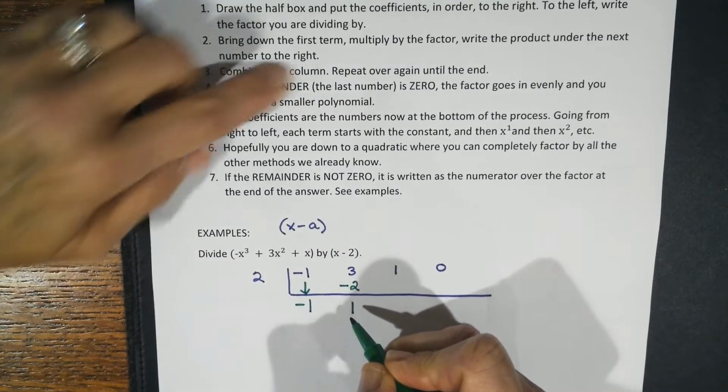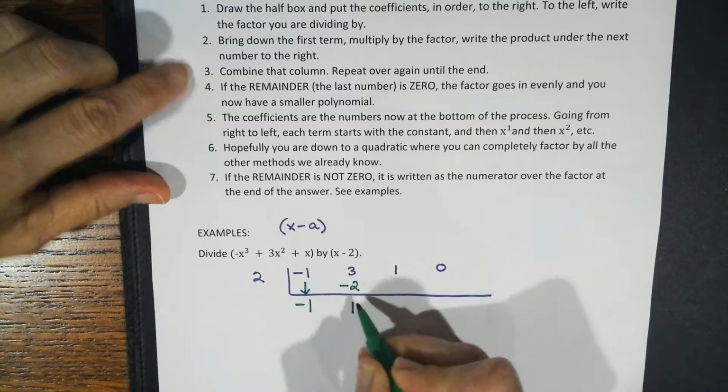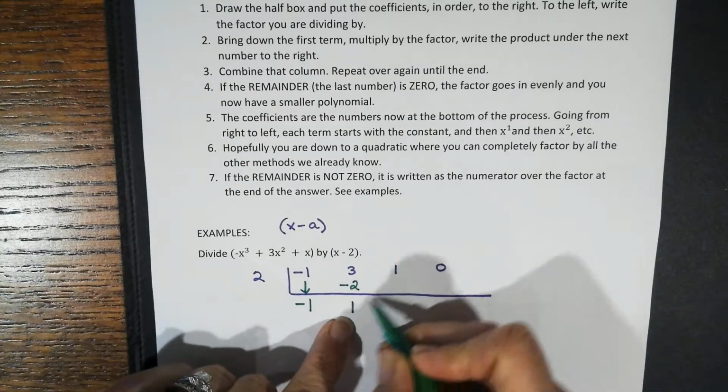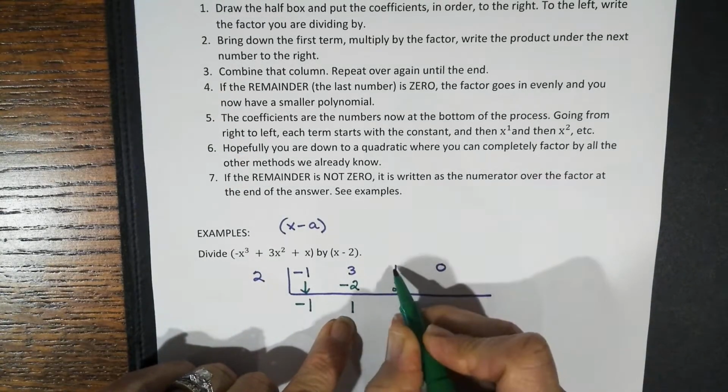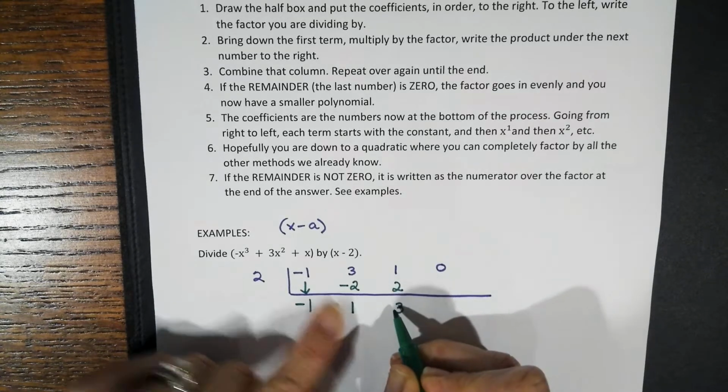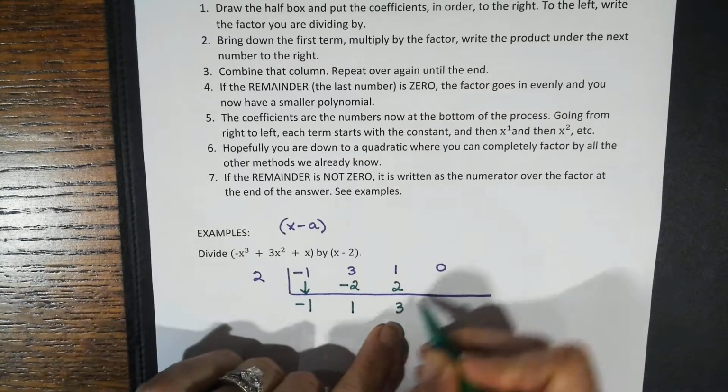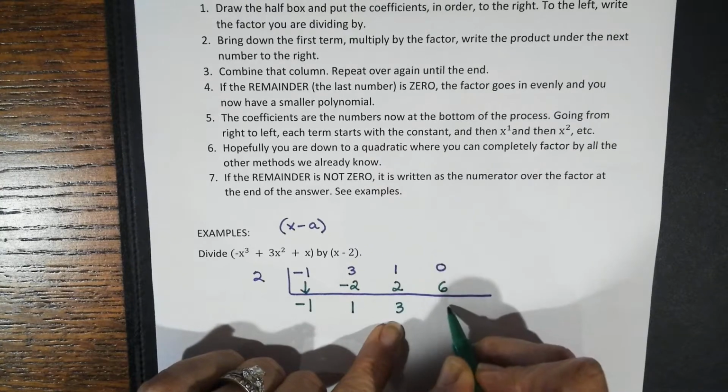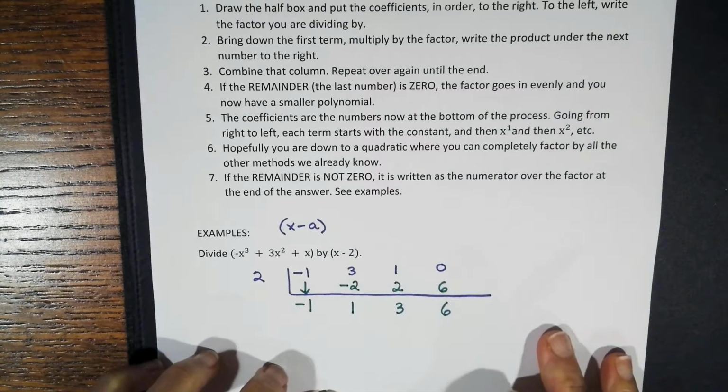Then I'm going to repeat it over and over again. So I do 2 times 1, and it goes here. Then I combine. Go back. 2 times 3, it goes here. Then I combine. That's it.